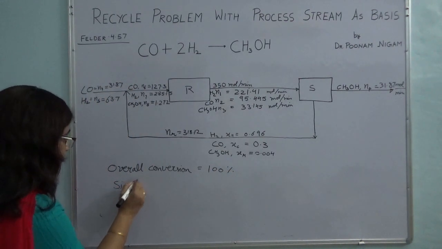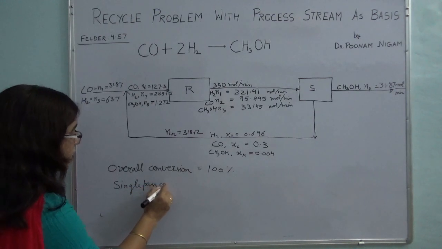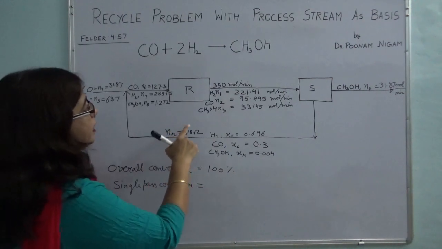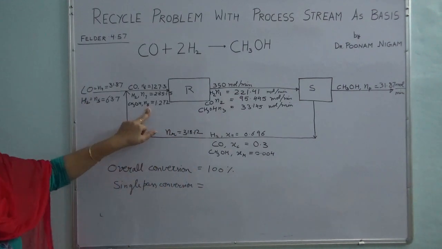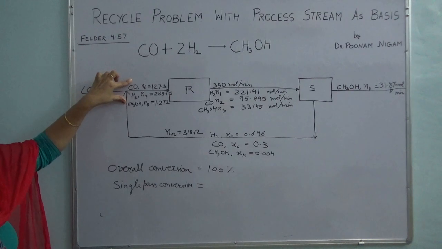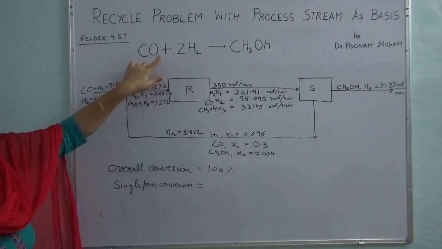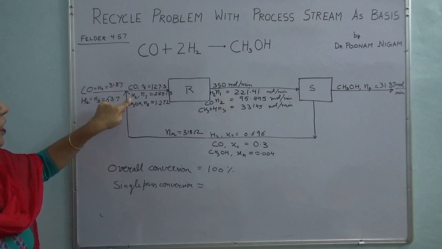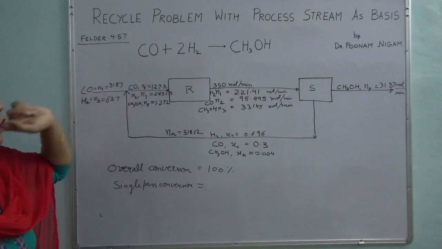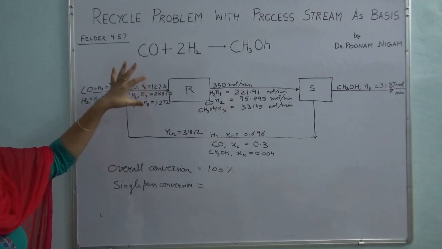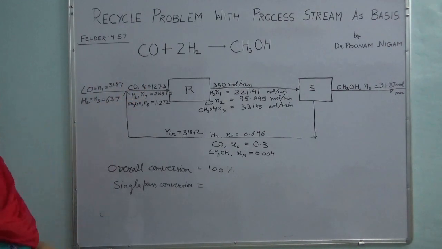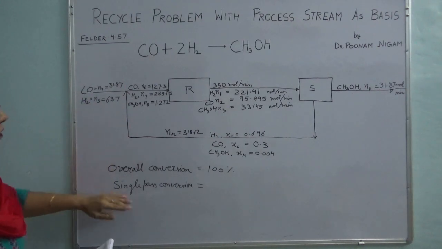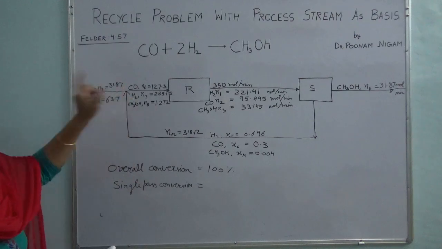Let's find that. Okay, single pass conversion is how much is converting, that is reacting. First of all you will have to find out which one is the limiting reactant out of this. So your stoichiometric ratio of hydrogen to CO is 2:1. Now if you see over here, 285 divided by 127 is a number which is bigger than 2. That means hydrogen is in excess and your carbon monoxide is limiting. So I will base my conversion on the CO.